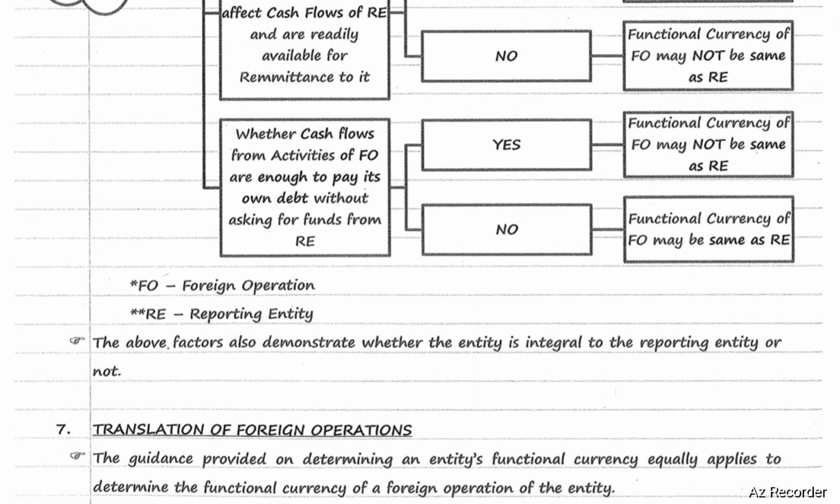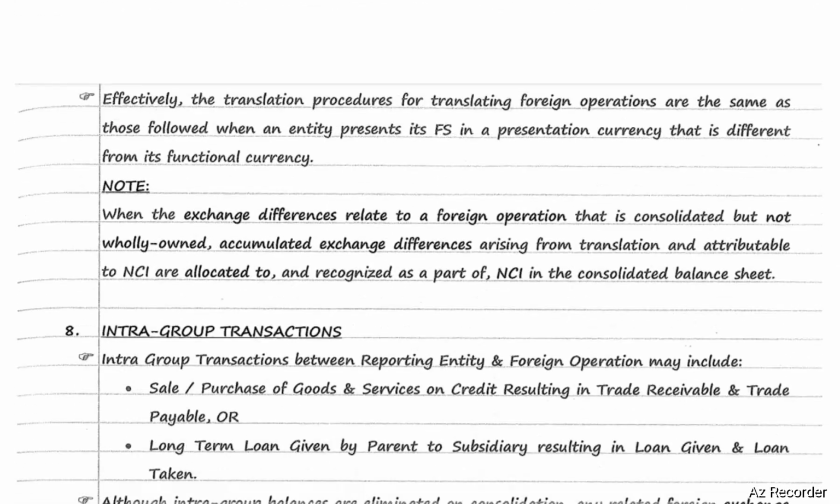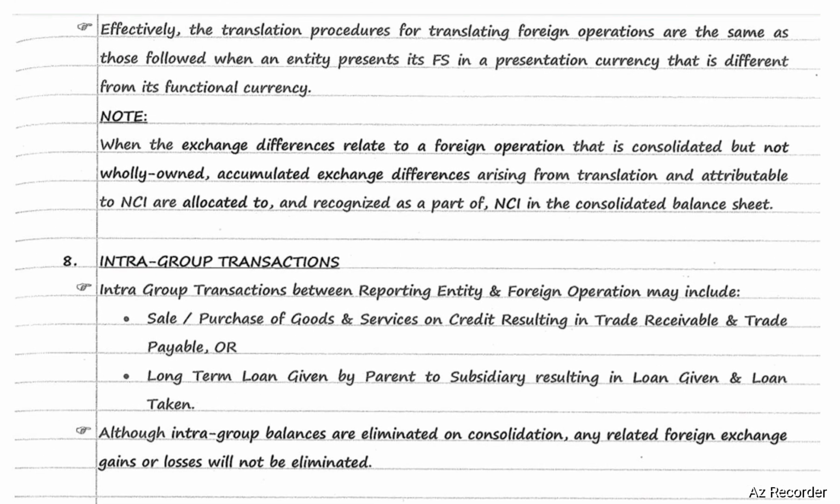Translation of foreign operations. The guidance provided on determining an entity's functional currency equally applies to determining the functional currency of a foreign operation of the entity. Effectively, the translation procedures for translating foreign operations are the same as those followed when an entity presents its financial statements in a presentation currency that is different from its functional currency.